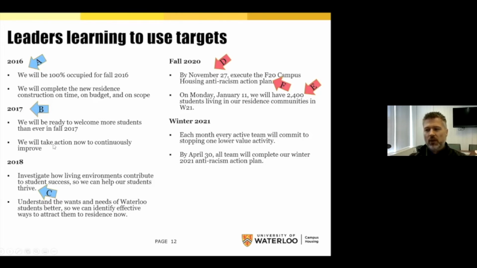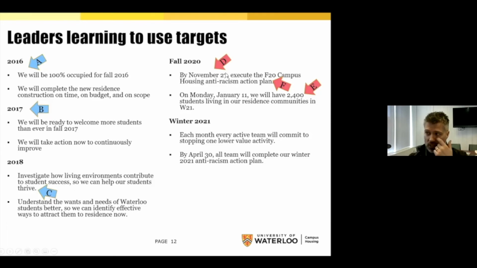it's way too long a period of time. And then this next one, C, the department-wide target that we wrote was to investigate how living environments contribute to student success so we can help our students thrive. But what does thrive mean? Ultimately, it's a vague outcome. It can be interpreted in different ways and can have different definitions, so it wasn't specific enough.